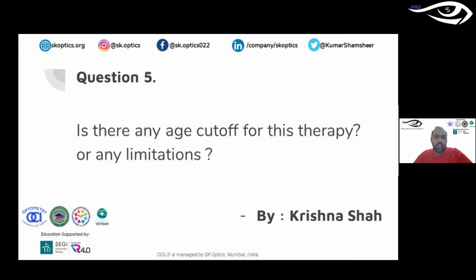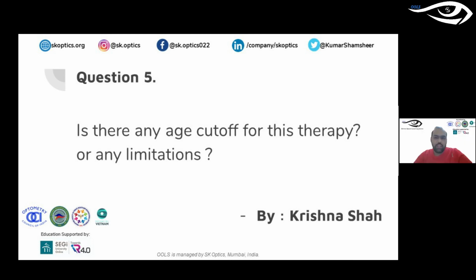Is there any age cutoff in terms of Binocs therapies, and any limitations which you feel? As we saw, this patient is 38 years old, so there is no age cutoff. The only limitation is that the patient should have a basic understanding of how the computer works, and they should have the attention span. We start Binocs from approximately 5 years of age, and as you can see, it works even in adults.